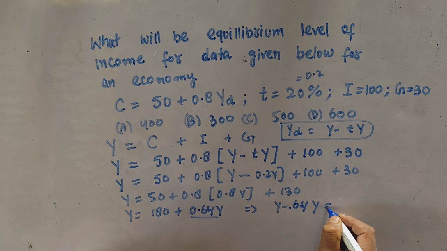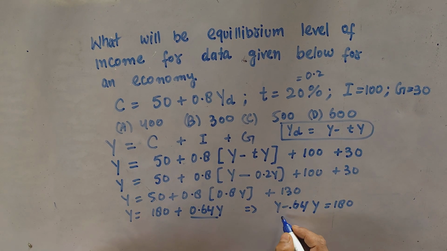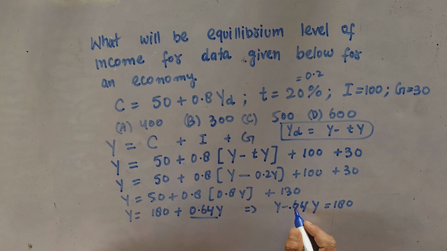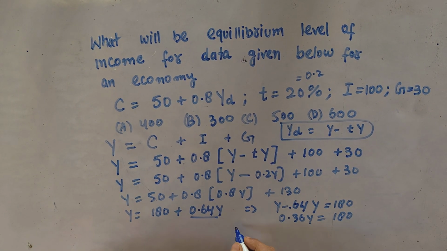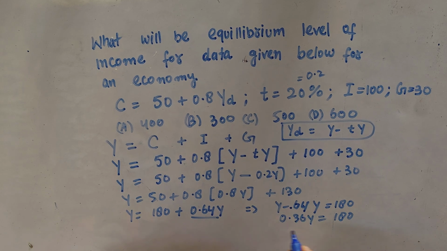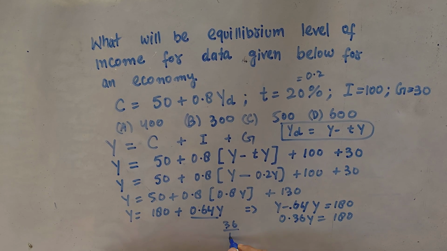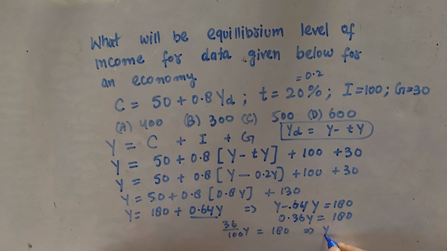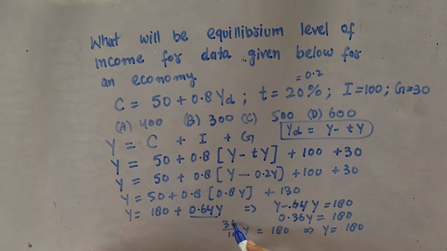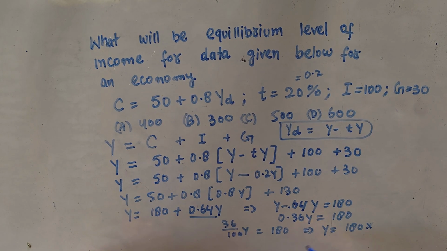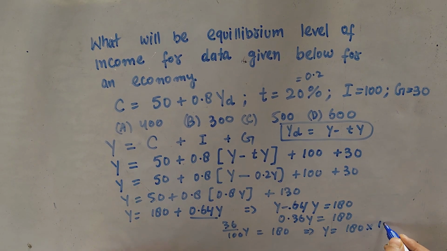0.64 y will be equal to 180, or we will get 0.36 y will be equal to 180, or 0.36 can be written as 36 upon 100, y is equal to 180, which implies y will be equal to 180. Now transpose this term, it gets multiplied but reciprocated, it becomes 100 divided by 36.